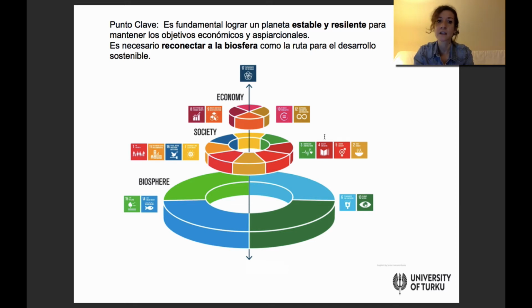And the key point is that if we organize the different Sustainable Development Goals in this model, we can really understand how, first of all, it's necessary that the biosphere is taken care of. So a stable and resilient planet is fundamental to support the achievement of the goals that are above it: goals related to economy, goals related to society, and above all of them, the partnership for all these goals. So the key point here is to understand that it's necessary to reconnect with the biosphere and the needs of the biosphere if we are to move towards a sustainable development.